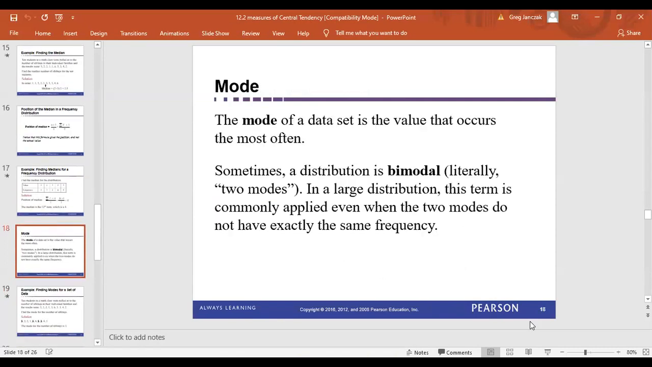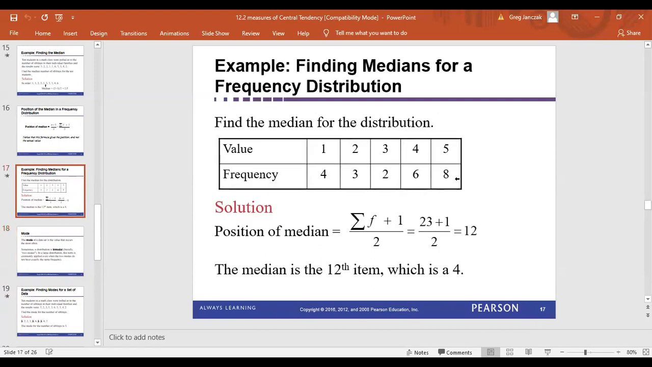Mode. Mode is the most frequent number of items. Bimodal is where you have more than one mode. So if we looked here, we said that 4 is our median. Well, we want to look at what has the most number. 5 has 8. So 5 would be our mode because there's the most number of 5s. So that's mode.